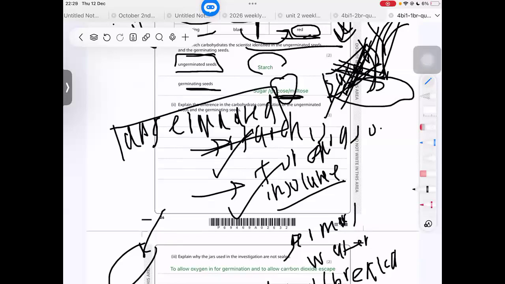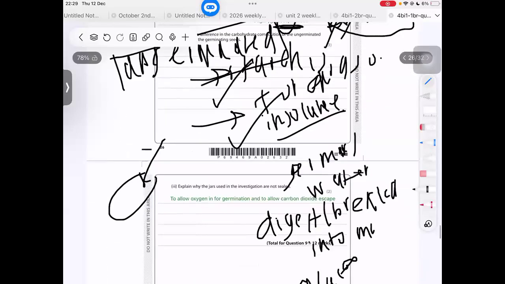Because they're asking what the reason is for the difference in the carbohydrates between ungerminated and germinated seeds. The reason is because in ungerminated seeds, starch is stored as the energy store, and since it's insoluble, it does not affect osmosis as well. And also in germinated seeds, when water enters, it will activate the enzymes, and these enzymes can convert the starch into glucose, maltose, or sugar, and this glucose can be used for energy. So if you have written any of those points, you can get the 3 marks.